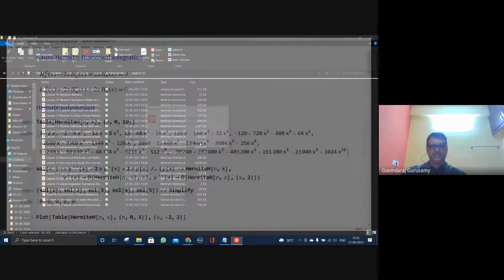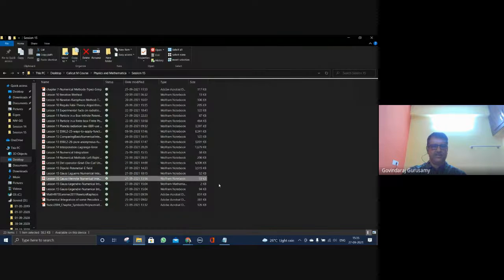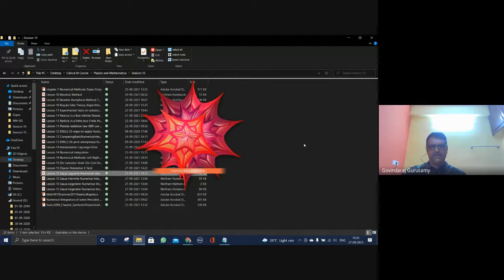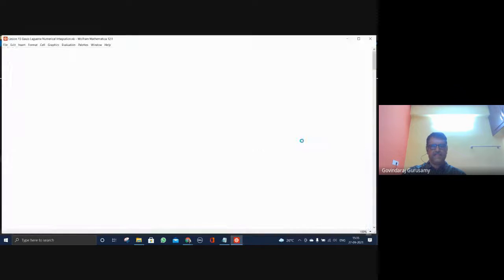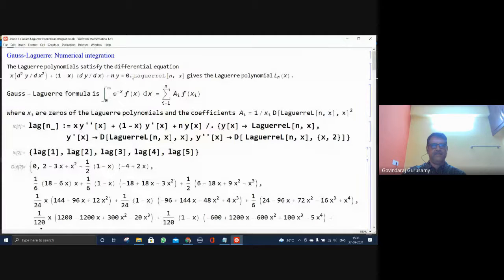Next is another polynomial, which is also a most important polynomial. And I want you to tell me, where do you use this Laguerre? This is your differential equation for the Laguerre: x d square y by dx square plus (1 minus x) dy by dx plus n y equal to 0. L n comma x is the Laguerre polynomial. Again, same idea, but the difference is you have a weight function e power minus x.